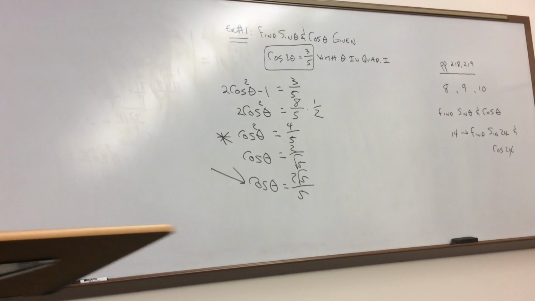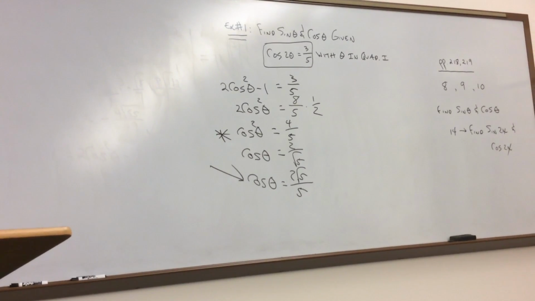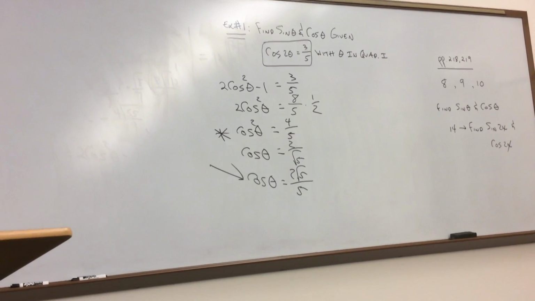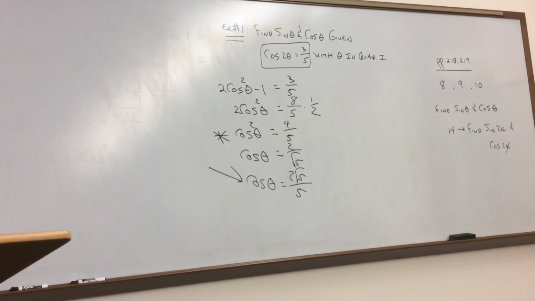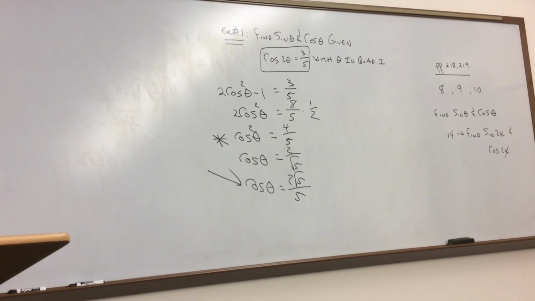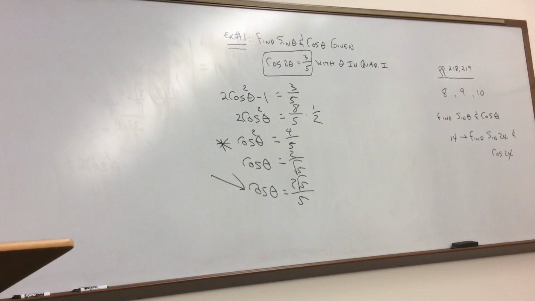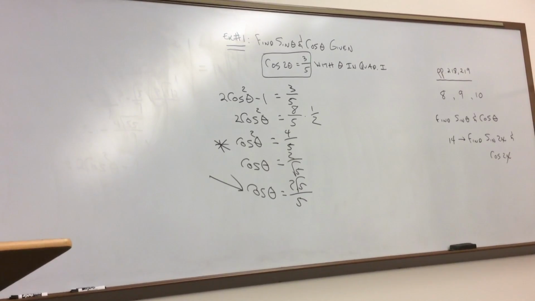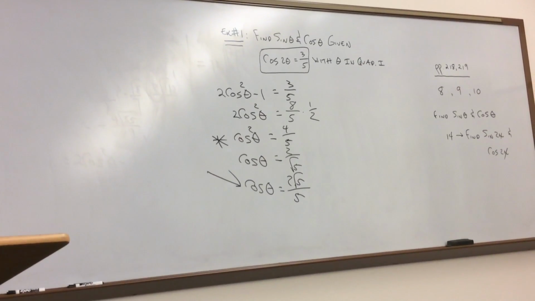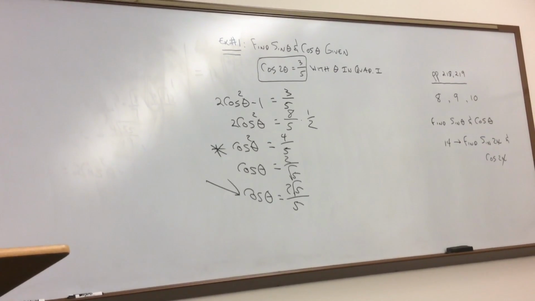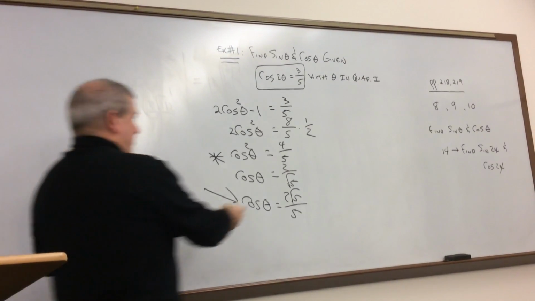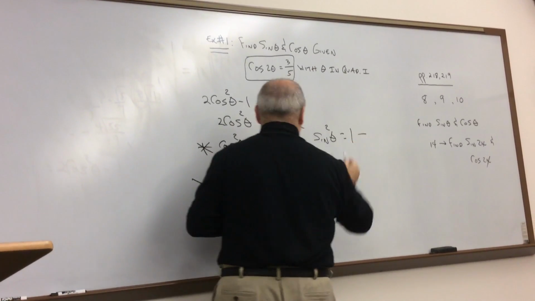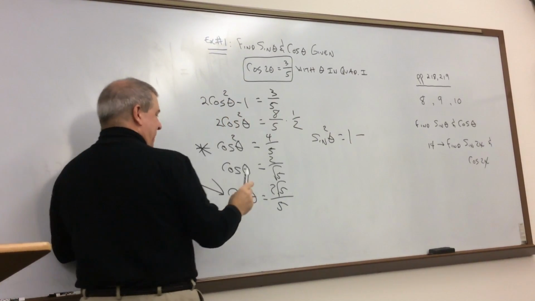And now you know what to do to finish it, don't you? How are you going to get the other one? My God, you've been doing that more than anything. Look at the directions. Find sine of theta and cosine of theta. Okay, there's cosine of theta. Once you know sine or cosine, you get the other one. You've done it a million times. How do you get the other one? Sine squared equals 1 minus cosine squared.